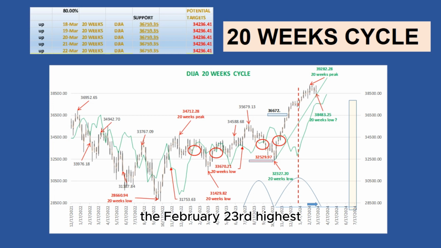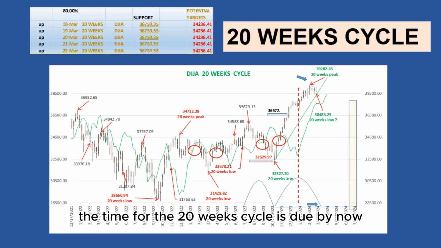The February 23rd high at 39,282.28 was the 20-week cycle peak. We will go into greater detail to validate the peak by analyzing the next shorter time frame, the 80-day cycle. For the low, the time for the 20-week cycle is due by now. March 14th was Thursday. How will we have confirmation of the 20-week low?